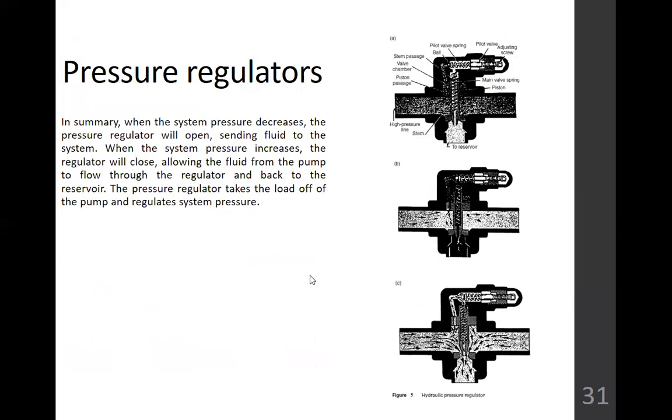So in summary, when the system pressure decreases, the pressure regulator will open, sending fluid up to the system. When the system pressure increases, the regulator will close, allowing the fluid from the pump to flow to the regulator and back to the reservoir. The pressure regulator takes the load off the pump and regulates the system pressure.